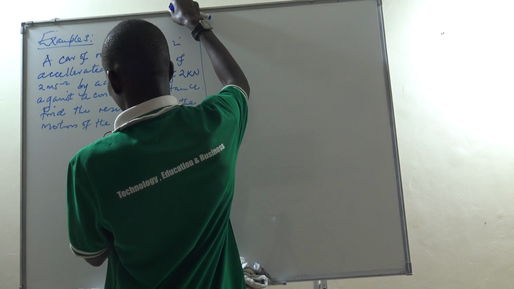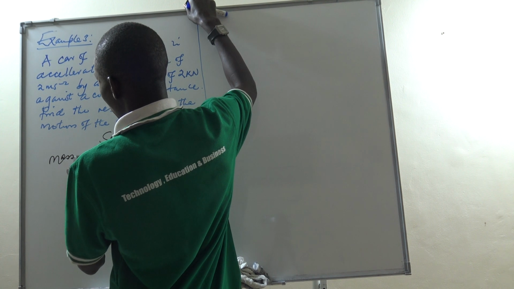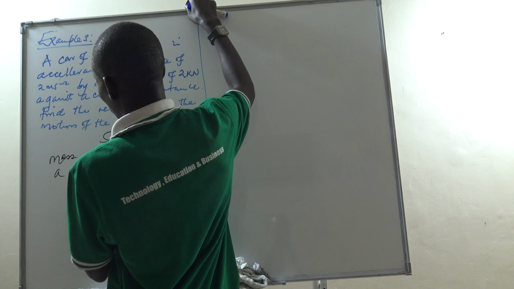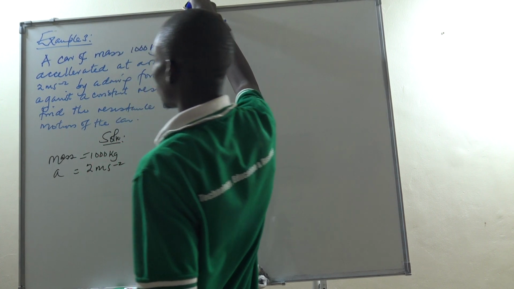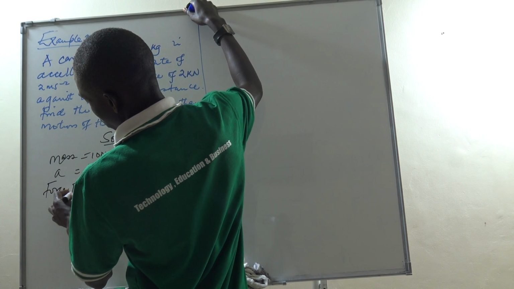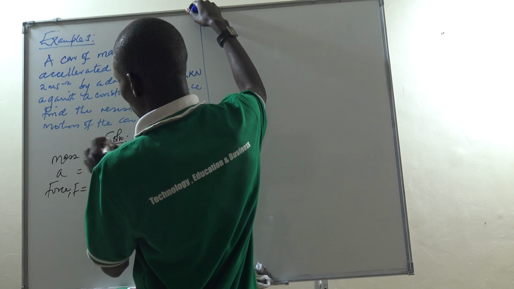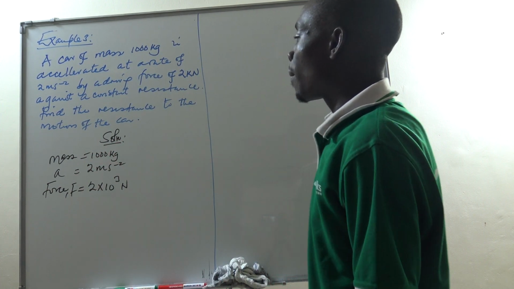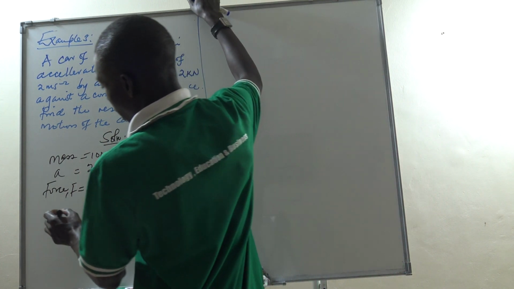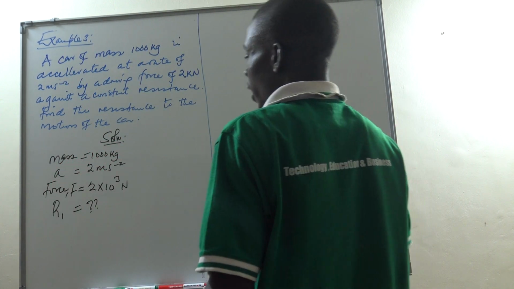So I can now summarize and say my mass is 1000 kilograms, my acceleration is 2 meters per second squared, and the force F is the same as 2 times 10 to the power 3 Newton. To remove kilo, multiply by 10 to the power 3. And then if R1 is the resistance, it is what is now needed from us.